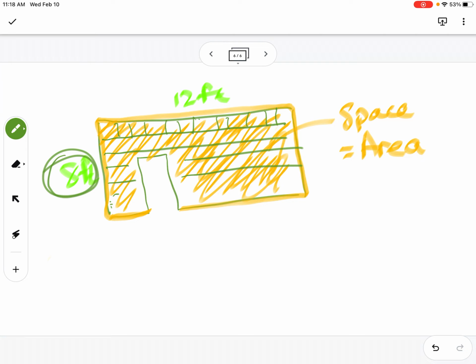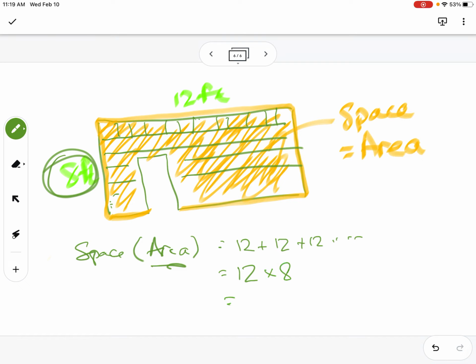How many squares altogether? Well, to find out the total amount of space, which again, the word we're using here is area, I could say that's 12 for the first row plus 12 for the second row plus 12. And you're probably already saying there's a much faster way to do that. We've got 12 squares, and we've got that 8 times, and I know from studying my times tables, 8 times 12 is 96. 96 what? Well, we're counting squares. Square whats? Well, these squares are 1 foot by 1 foot.